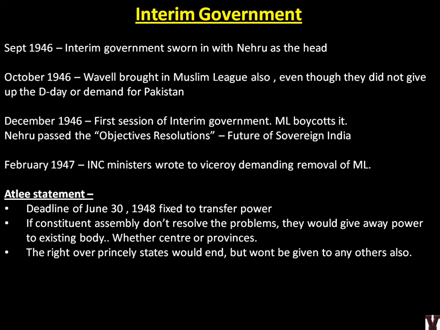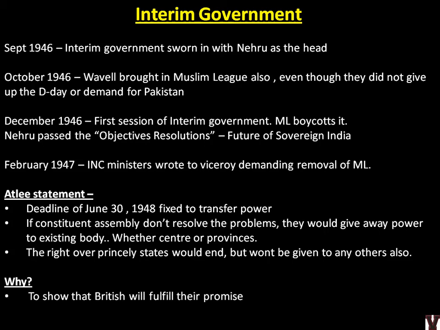The rights over our princely states would end, but won't be given to any others also. So the British are ready to give up the power over princely states, but they will not assign it to INC or Muslim League or any particular government. They will just leave it as such. So it is again a problem. So this is a kind of summary of what Attlee meant.